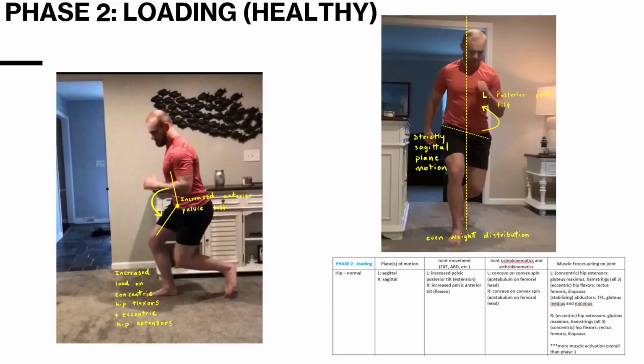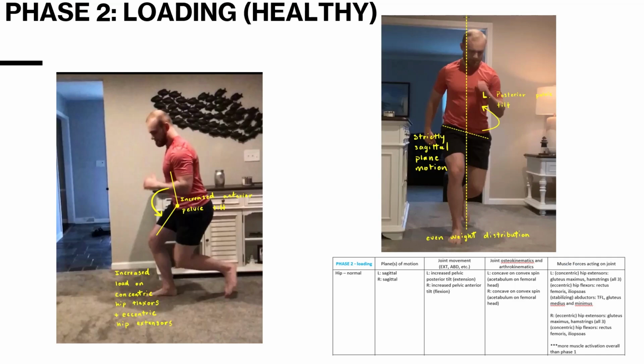Alright, so we'll be calling phase 2 the loading phase. This is characterized by our athlete loading up on that right leg, preparing to pivot 90 degrees to complete the cut. So at this point in time, he has not yet started the turn. This phase will be taking place immediately before that.